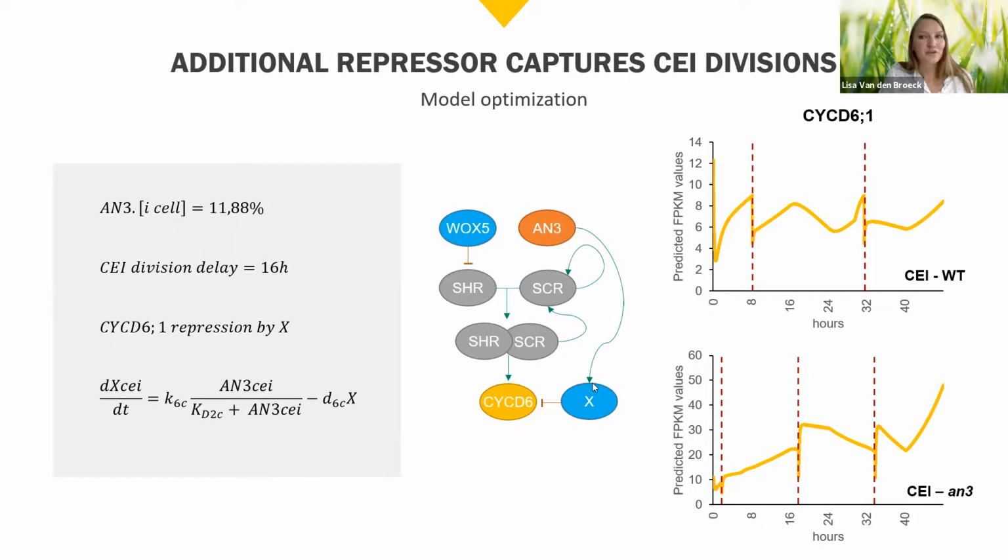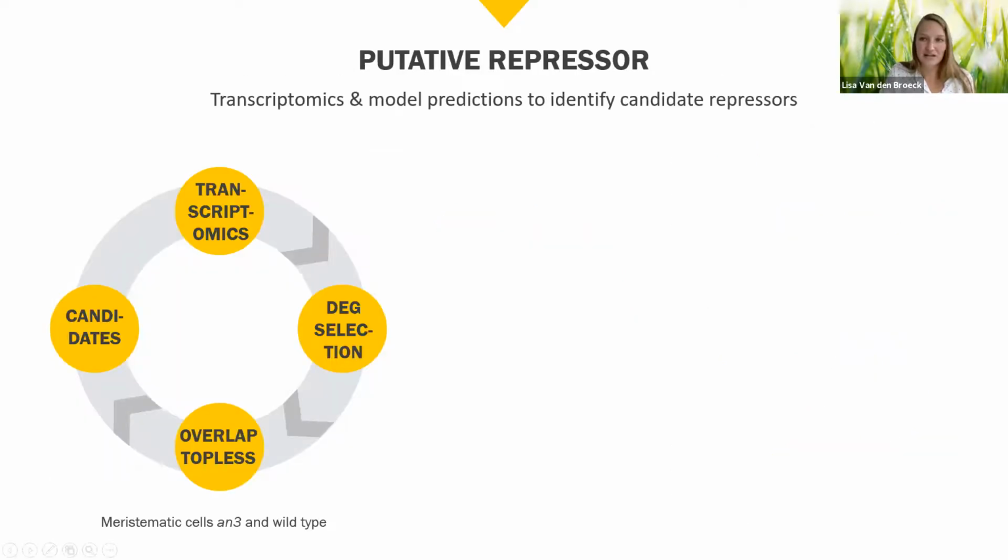So now we also want to know who this factor X could be. And so to search for factor X and identify potential candidates, we performed transcriptomics on these AN3 mutant lines and overlapped them with the TOPLESS interactome, and TOPLESS is a co-repressor of transcription factors. And all the transcription factors that interact with TOPLESS are generally known as transcriptional repressors.